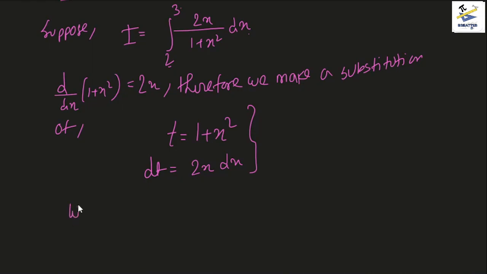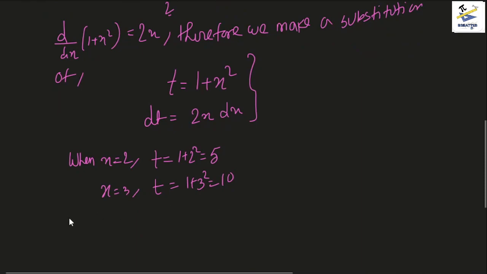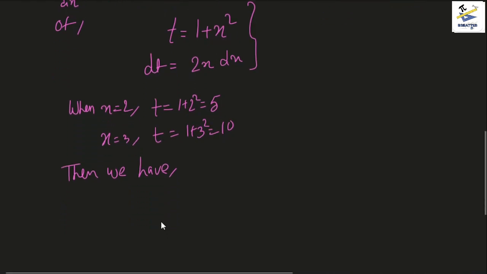So when x equals to 2, we just need to put the value of x to find out the new limit for t. So it would be 1 plus 2 square, or it would be 5. And when x is equal to 3, t would be 1 plus 3 square, or it would be 10, okay? And remember in case of indefinite integration at the end we used to put back all the values, but in definite integration there is nothing like that, because it basically represents an area, right? So as we go along we are just trying to find the number which represents the definite integral. We do not need to find any function.